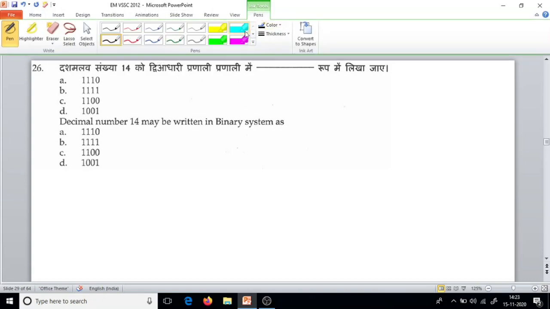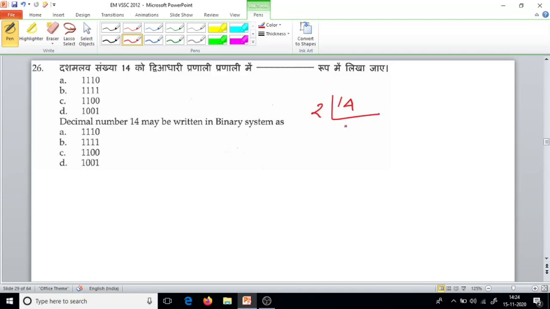Now we'll start solving the questions. First question, question number 26. Decimal number 14 may be written in binary system as. We have to convert this 14 into binary number.